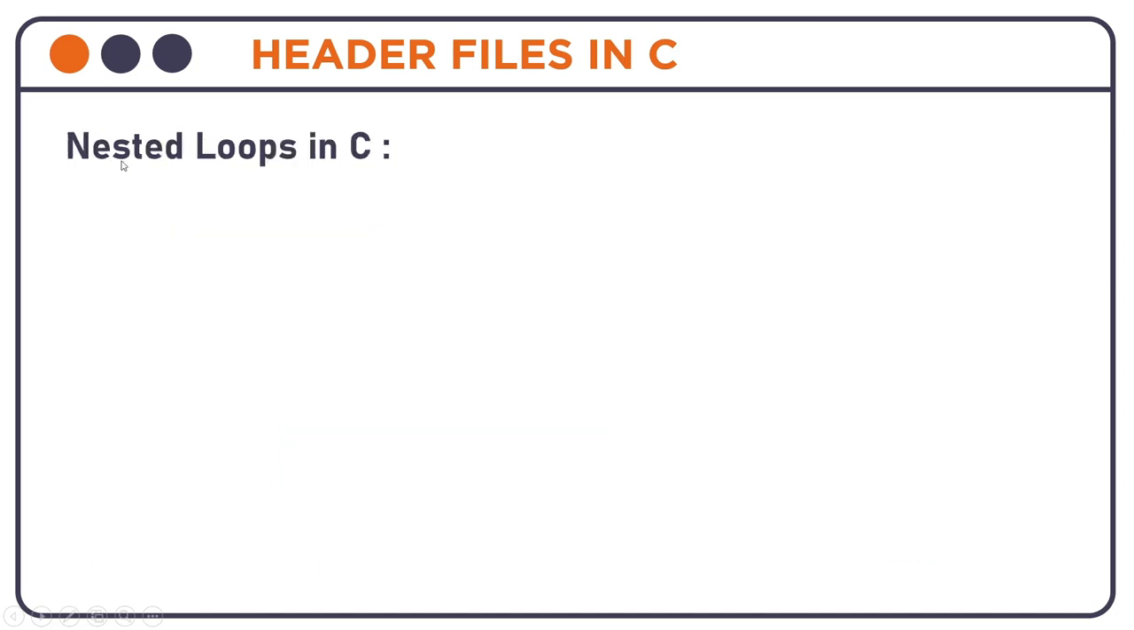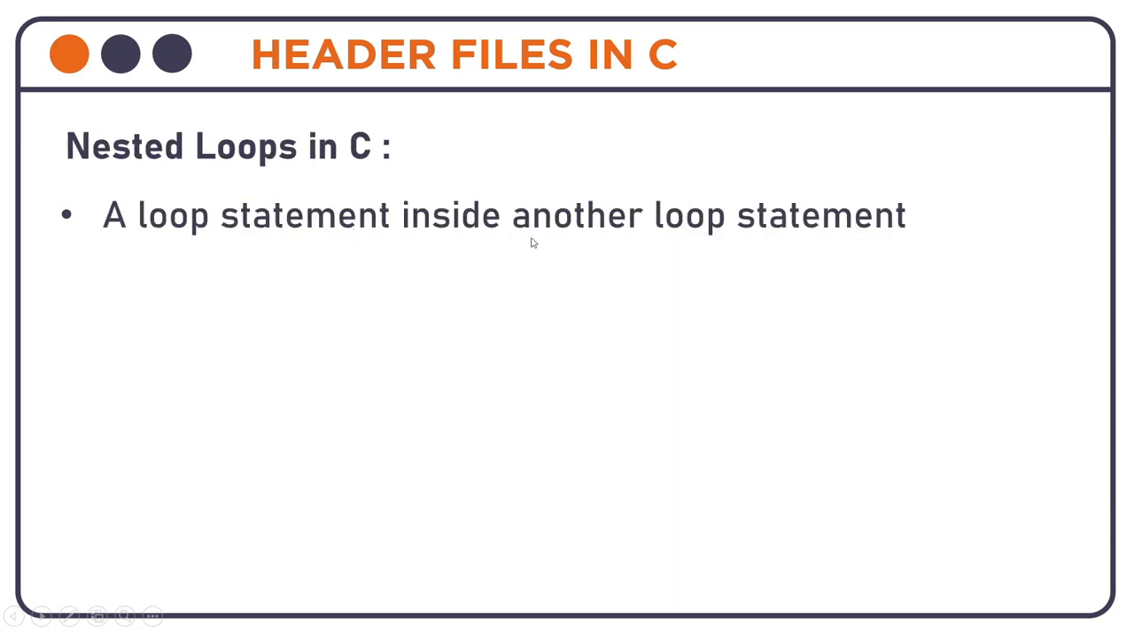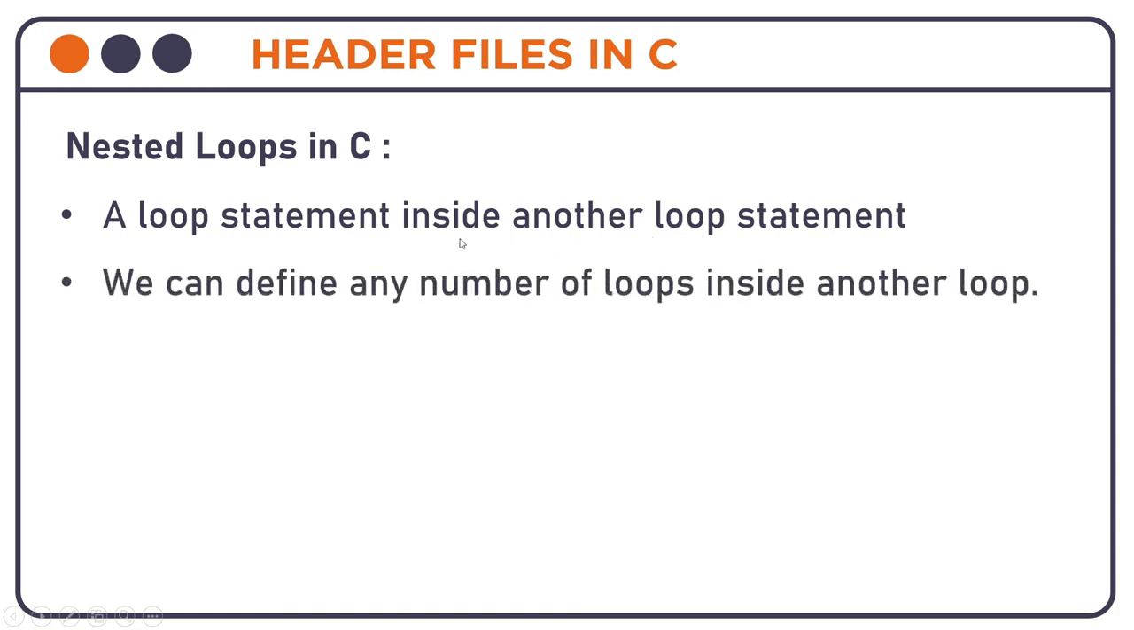Okay. Now let's see nested loops in C. Nested loops are just a loop statement inside another loop statement. So it is a loop inside another loop. We can define any number of loops inside another loop, so we can have as many loops inside each other.